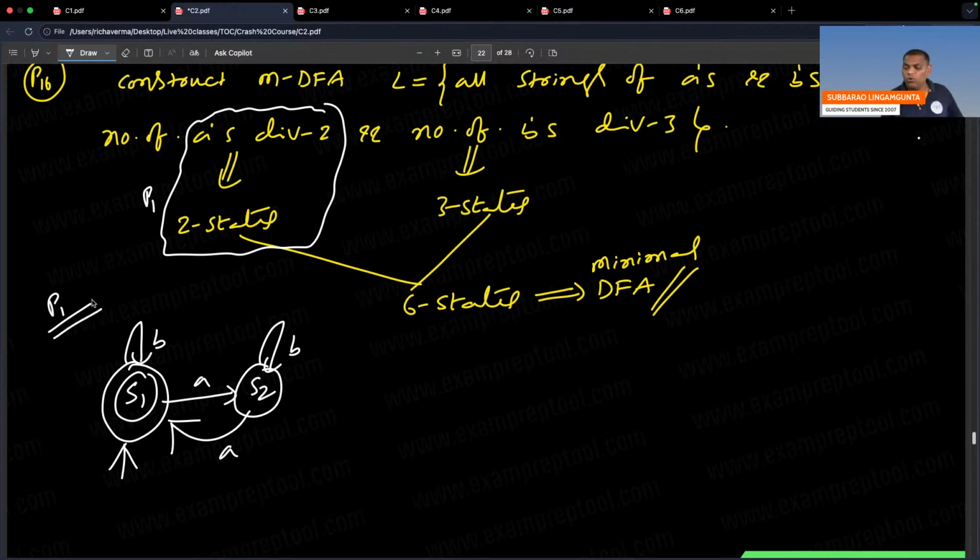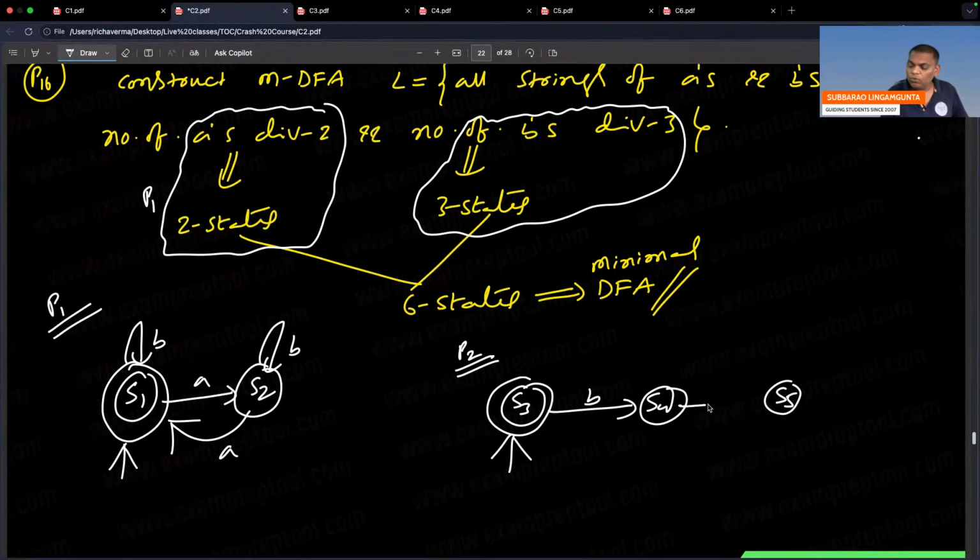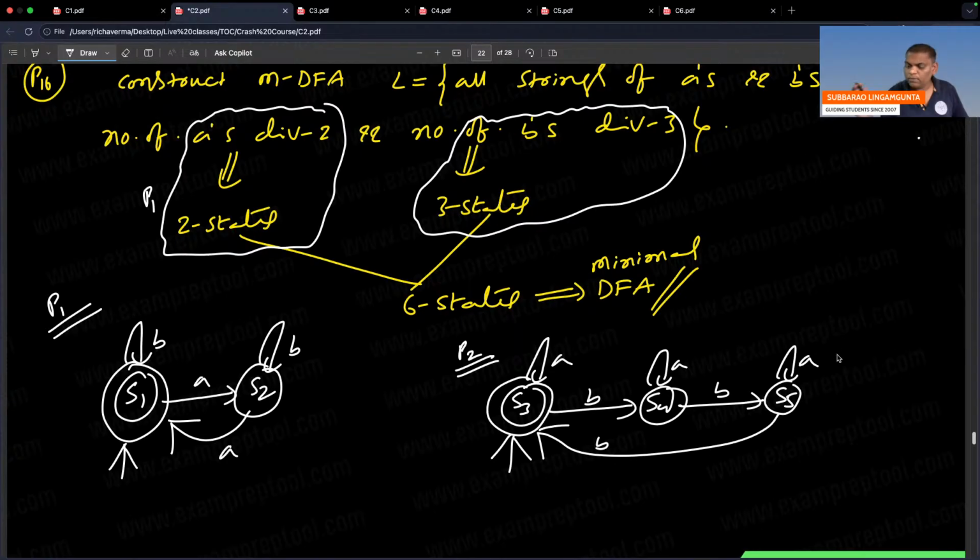Let's go to P2. In P2, number of B's divisible by 3, so 3 states. Let's do P2 one time. S3, S4, S5. Number of B's divisible by 3. So 1B no, 2B no, third B yes. A's may come, may not come. In P2, our concentration is only B's.